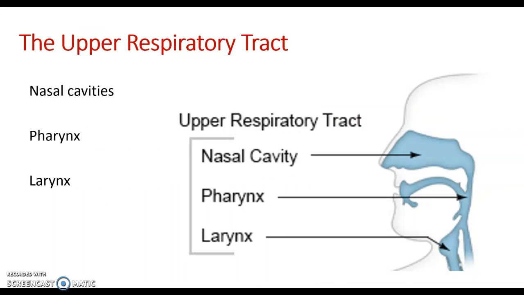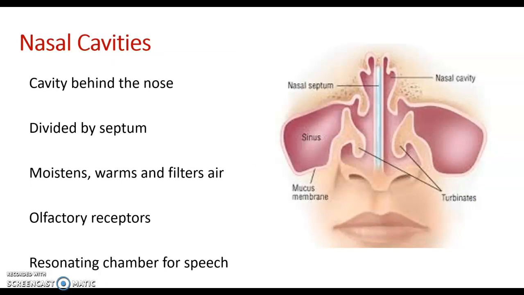We can think of the respiratory system broken up into the upper respiratory tract and the lower respiratory tract. The upper respiratory tract is going to include the nasal cavities, the pharynx, and the larynx. We're already familiar with the pharynx and the larynx because we saw those already in the beginning of the digestive system. The nasal cavities lie posterior, behind the nose, and are divided into two sections by the nasal septum. It's a thin layer of cartilage and bone that keeps those two separate.